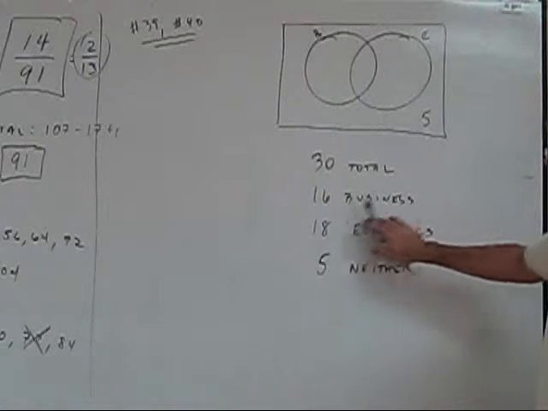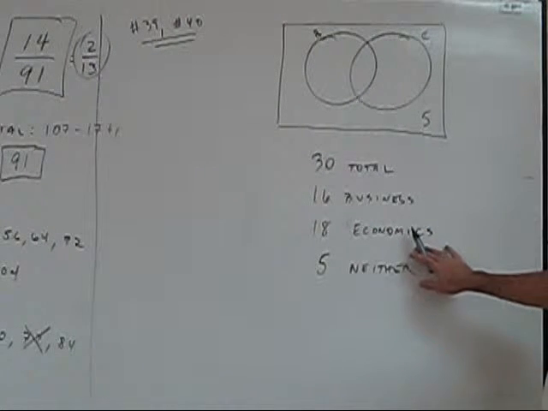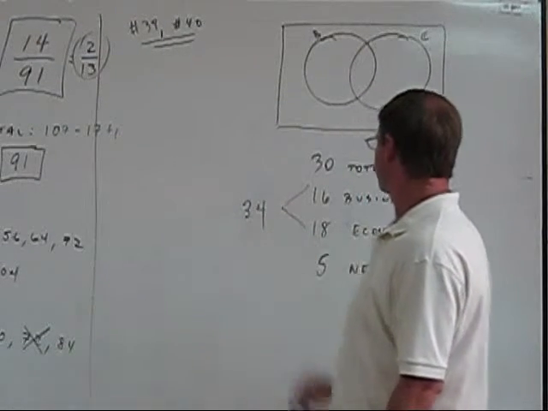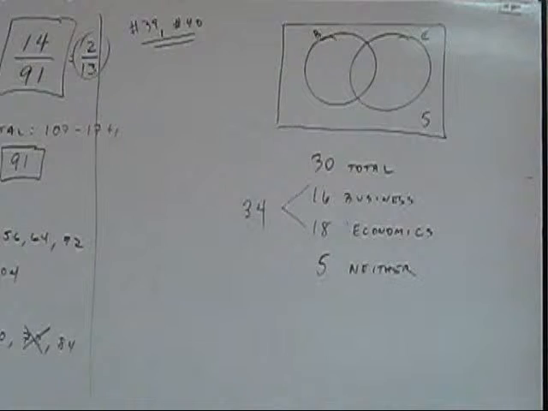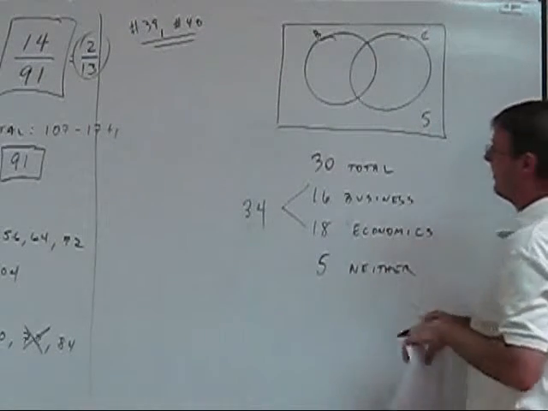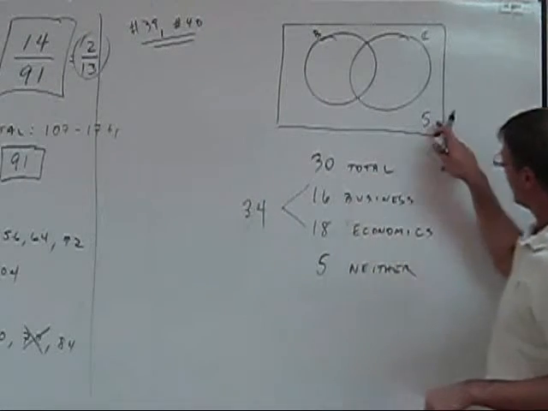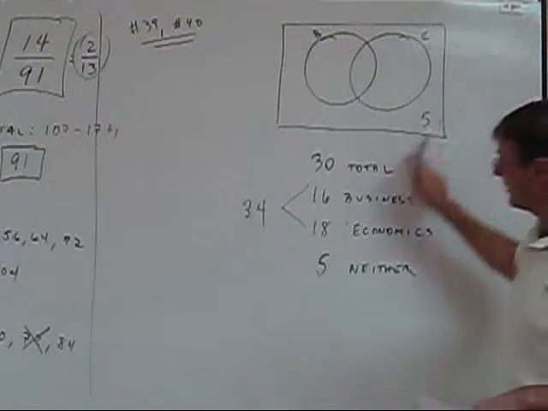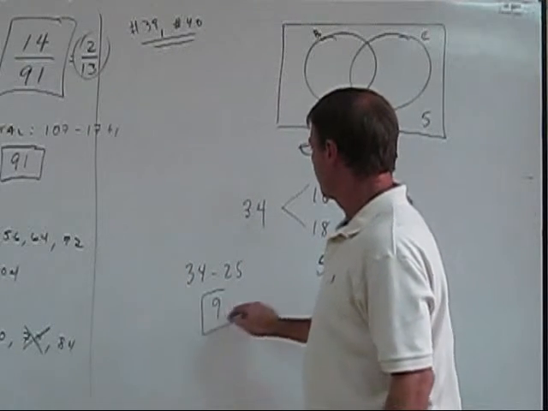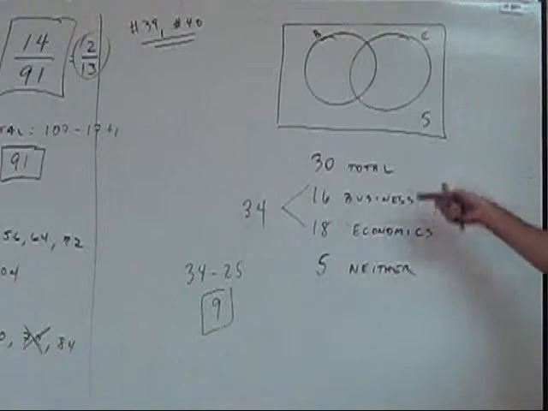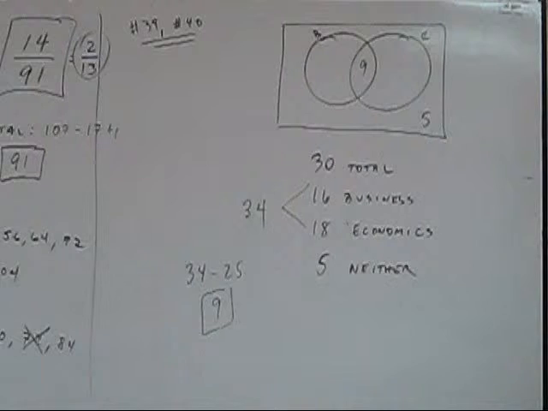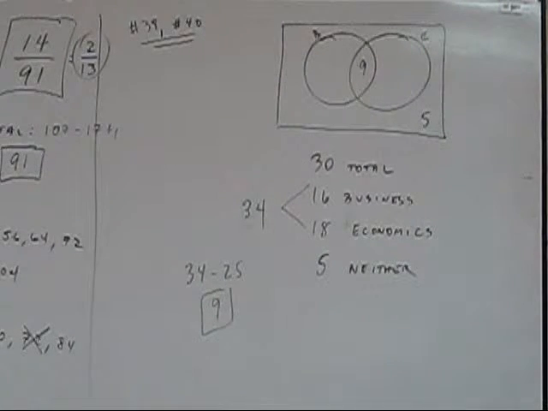But we have 16 business and 18 economics. So if we add these two together, we get 34. So 34, there's 30 total. We've already accounted for 5, so there's 25 left. So 34 minus 25 is 9. So that must mean that there are 9 that are counted twice here. So we put that 9 in the center, because that's the ones that study both business and econ.